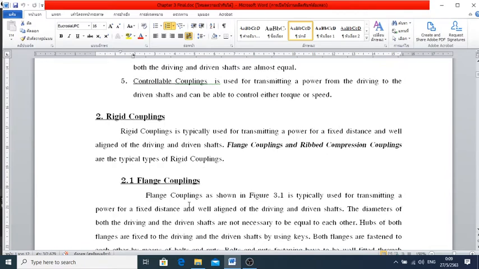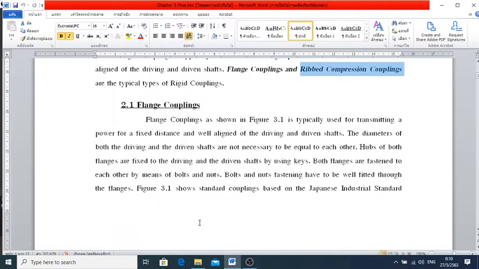So let's see the typical types of rigid coupling that we're going to employ for this. A rigid coupling is going to be easy to install. We have two of them. One is going to be the flange coupling, and the second is going to be the rib compression coupling. We're going to go one by one then.